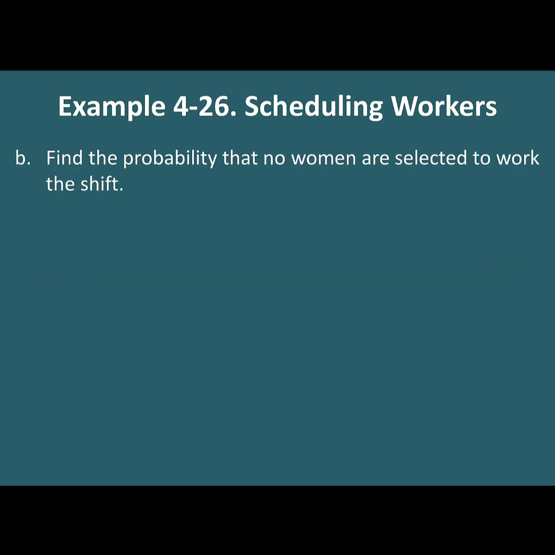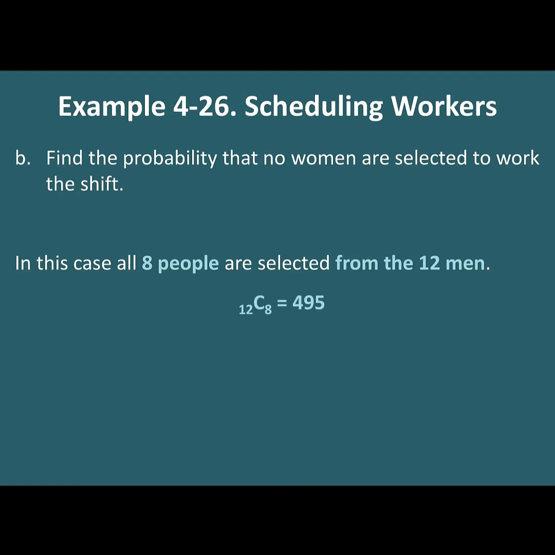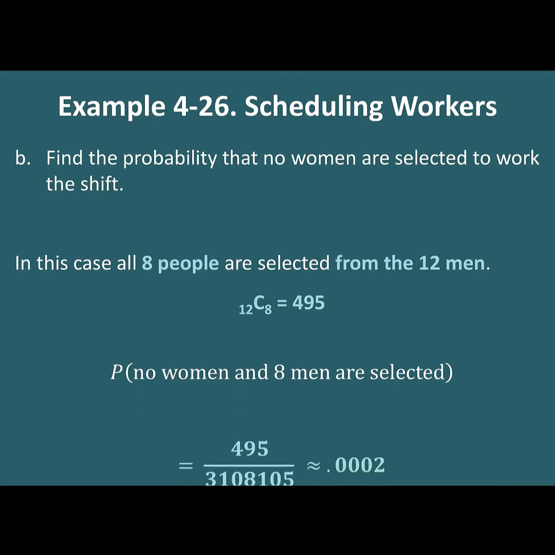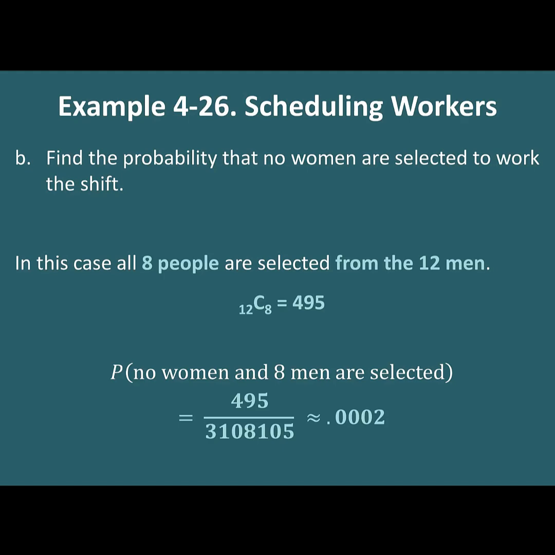Now let's find the probability that no women are selected to work the shift. In this case, all 8 people selected are from the 12 men. So how many ways can we choose 8 men from 12? Here it will be 495. Now we can actually go right into the probability, and here we take the 495 divided by the 3,108,105 figure we saw from the previous part A. So clearly the probability is quite low that no women will be selected.